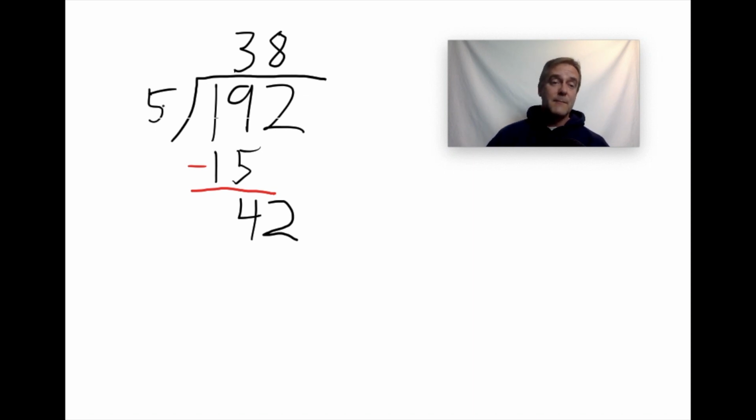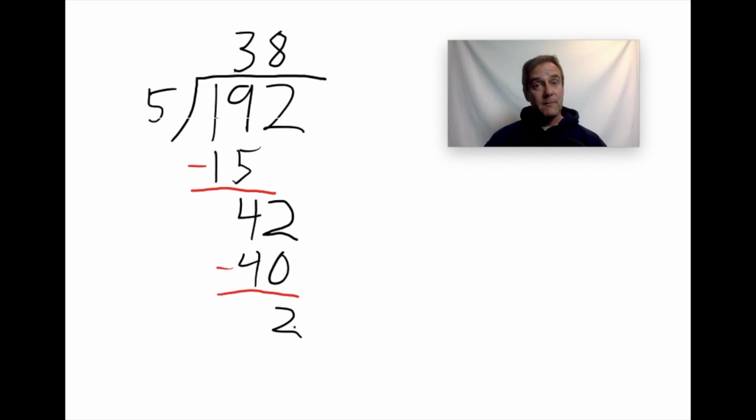The 8 times the 5 leaves us with 40. And that's what we're removing from the dividend, leaving us with 2. 2 is all that remains from the original dividend that wants to be divided by the 5. And our next step would be to say 5 goes into 2 how many times? The answer to that question is less than 1. So we wind up with a decimal result or a remainder. Either is correct, so you have a choice.